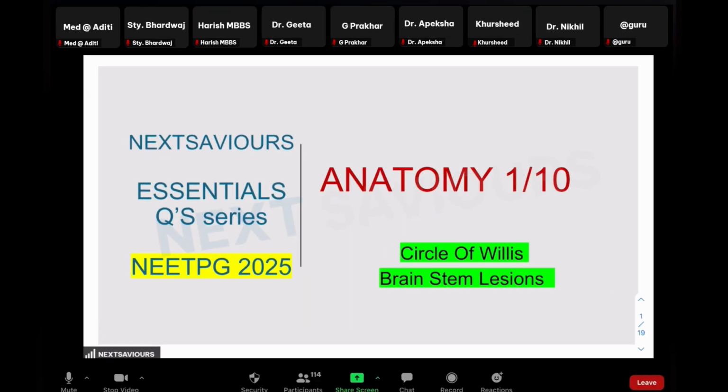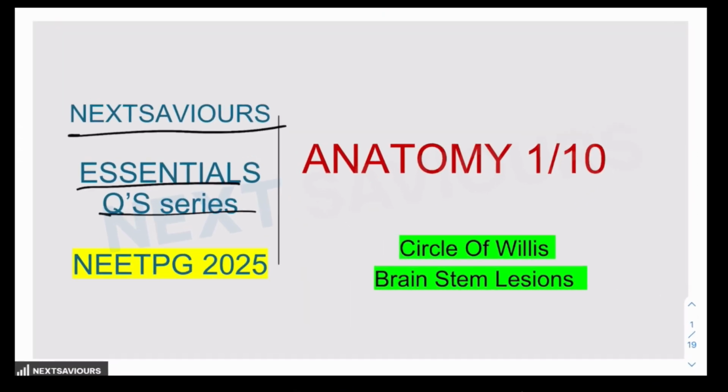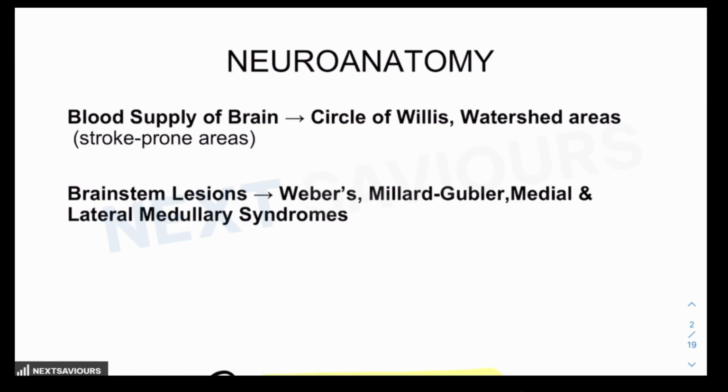Hello everyone, welcome to another session of Next Saviours Essential Question Series NEET PG 2025, where we are going to have a discussion on how the clinical questions are asked out of these two very important topics in relation to the anatomy. One is the blood supply to the brain, that is circle of Willis and the watershed areas lesions, and the other one are the brainstem lesions.